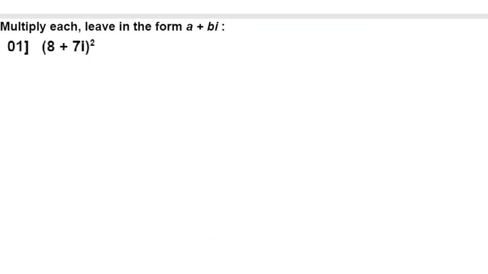All right. Of course, if it is squared, that means we are literally talking about that times that. Now, if you want to have some fun, we can do that. (A plus B) quantity squared equals A squared plus 2AB plus B squared, but we're going to do it the old-fashioned way.